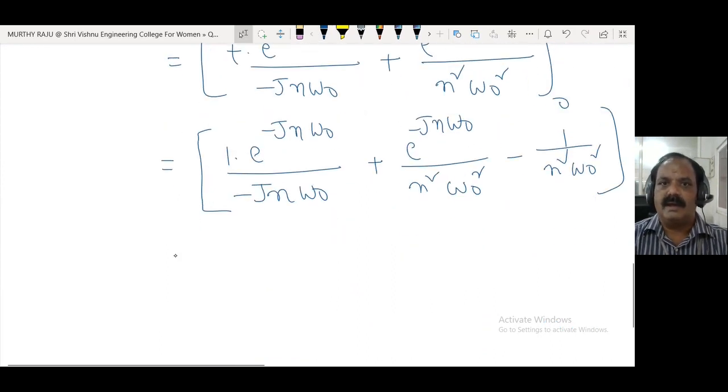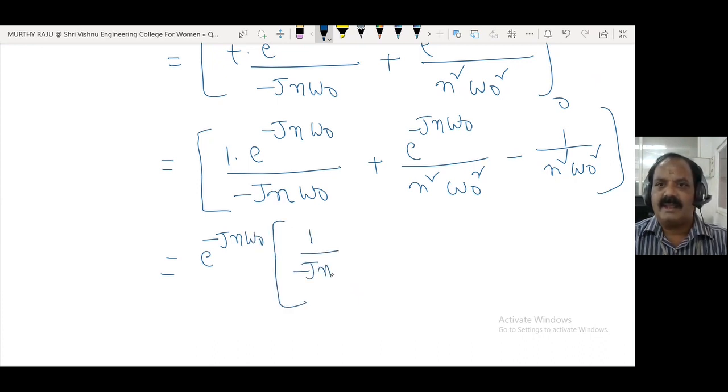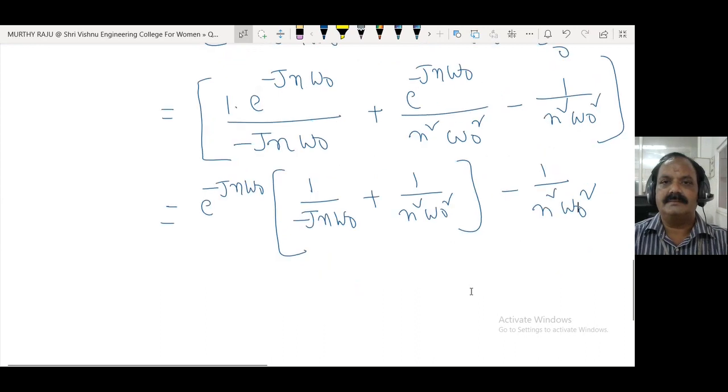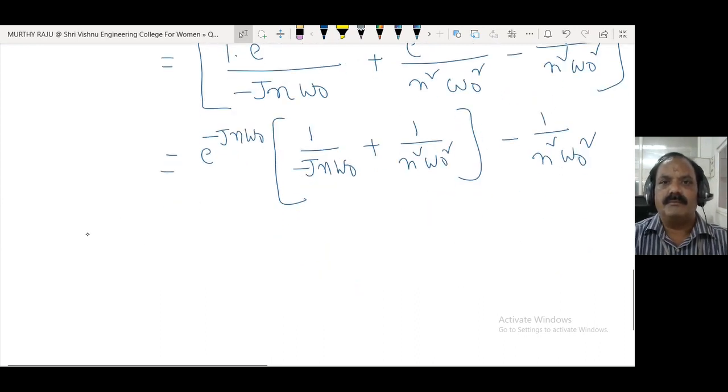After substituting the limits, the expressions are like that. The common term is e power minus j n omega naught, times 1 by minus j n omega naught plus 1 by n square omega naught square minus 1 by n square omega naught square. Now find the value of e power minus j n omega naught.